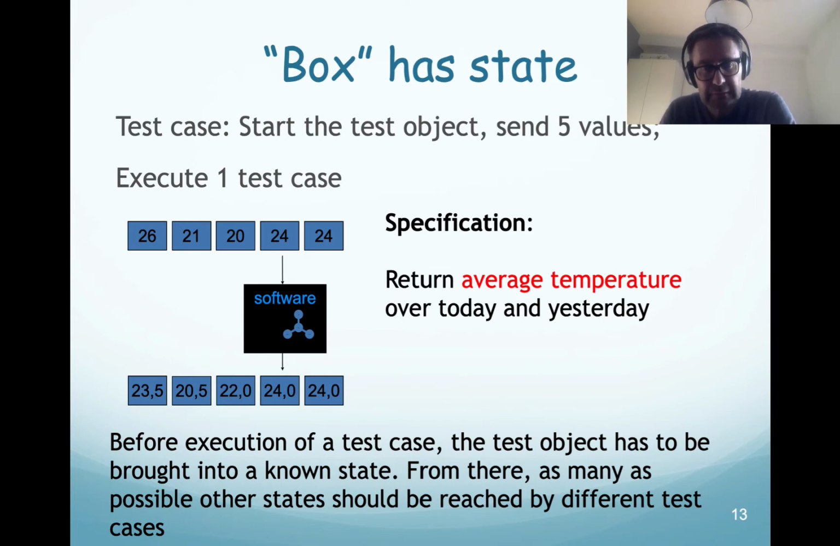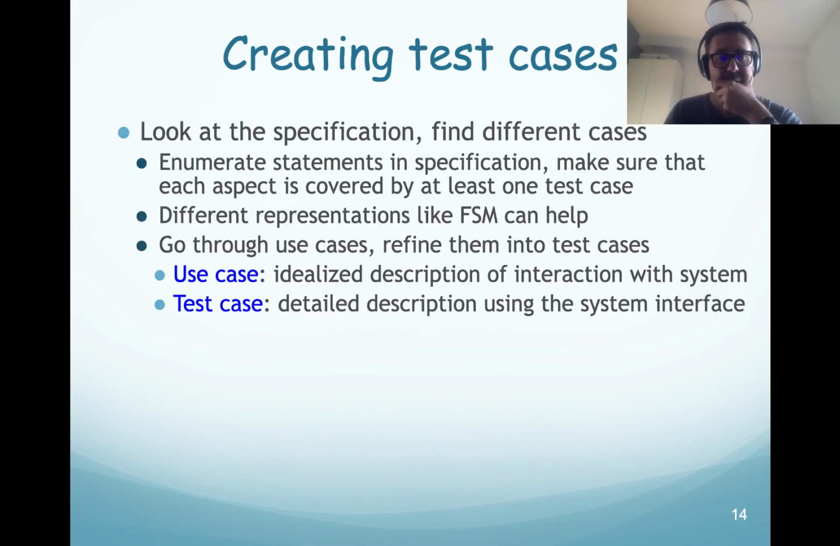So this means that before we can execute a test case, we have to bring it to a known state. And then we should try to cover as many states as possible. So that's a general target in black box testing. We want the software to be in as many different states as possible to cover the possible scenarios that it can come into when it goes live. Okay, so this was the point, that very likely in reality, you have to consider the state, right?